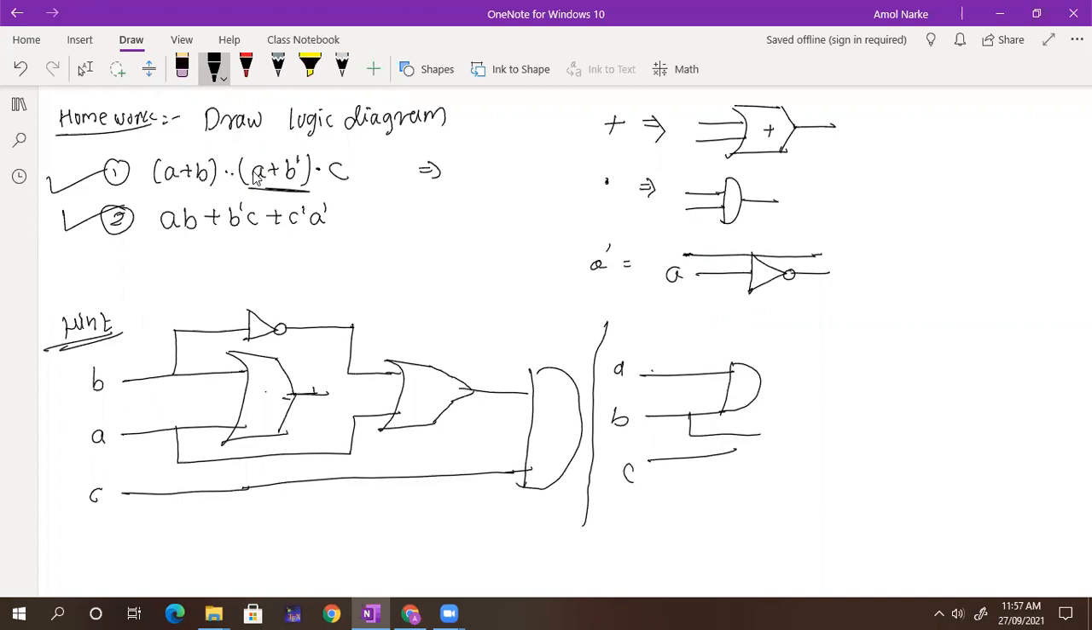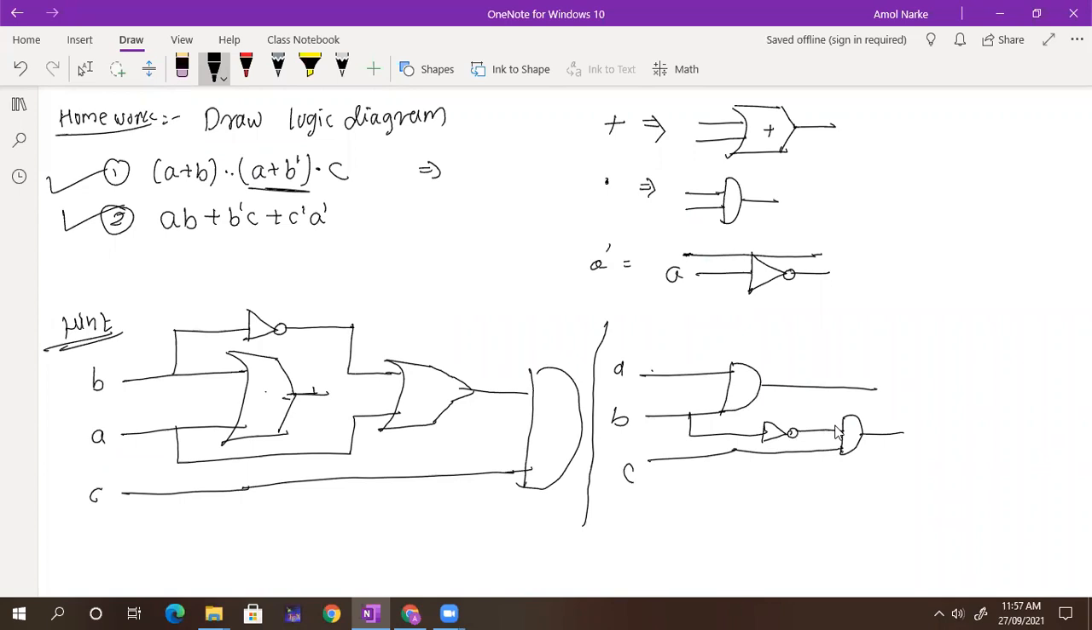So I just go here with this, which is nothing but B dash I am getting, and again C. So I am getting C, and I am getting a dot here. So here also I am getting a dot. Okay, then we have C dash A dash. So C dash.